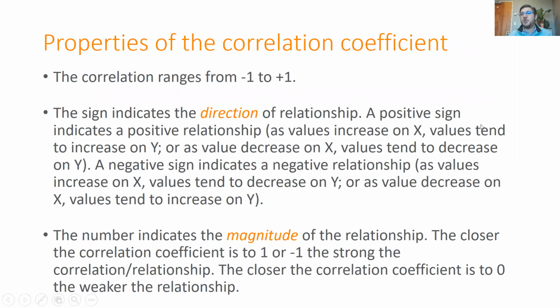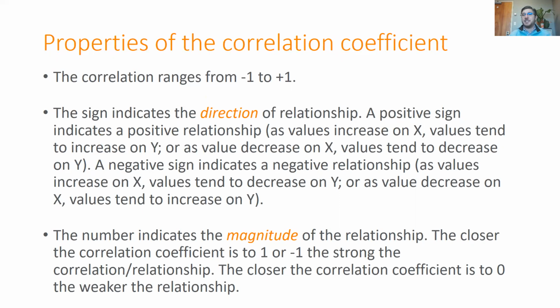Some properties of the correlation coefficient. The correlation ranges from -1 to 1. The sign in front of the correlation indicates the direction of the relationship. So a positive sign means that the relationships are going in the same direction. So as we increase on X, we increase on Y. It can also mean that as we decrease on X, we decrease in Y. As long as they're going in the same direction, it's a positive correlation.